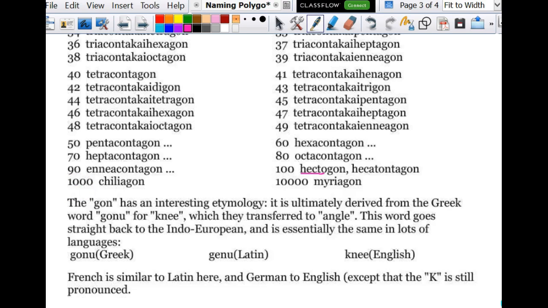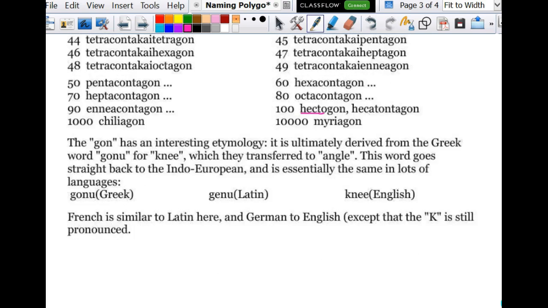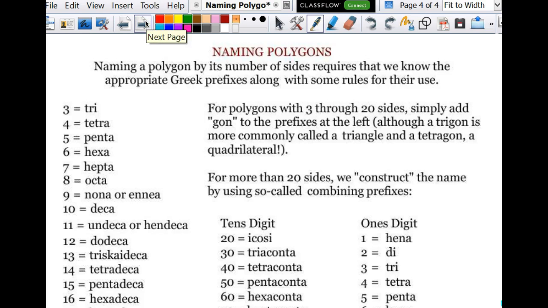Okay, so the part gon, like for a polygon in general, has an interesting etymology. It's where words come from. It's ultimately derived from the Greek word gonu for knee, which they transferred to angle. The word goes straight back to Indo-European, is essentially the same in lots of languages. So gonu is Greek, genu is Latin, knee is English, French is similar to Latin, German to English, except the K is still pronounced. Okay, so just a little FYI information. I'm not going to ask you what a 53-sided figure is on the test. I just want you to be exposed to this.